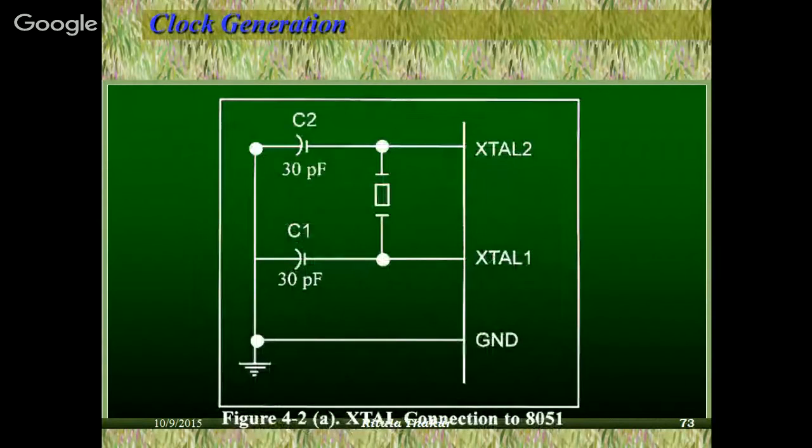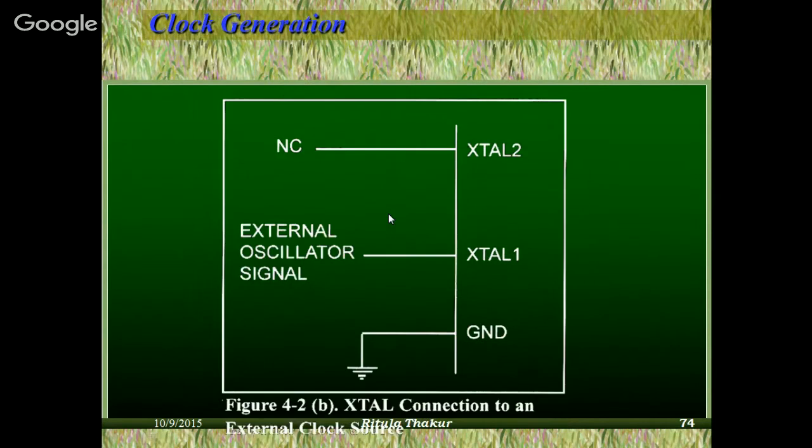So this is basically the crystal connection I was telling you, pin number 18 and 19. You have this quartz crystal here and there are two capacitors. This makes a complete resonant circuit which is required for generating the pulses required for the synchronization of the microcontroller.